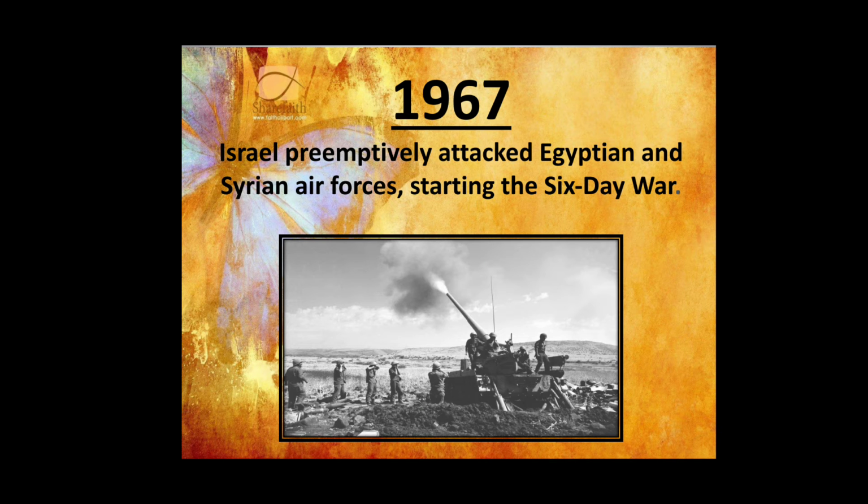In June 1967, following a series of maneuvers by Egyptian President Gamal Abdel Nasser, Israel preemptively attacked Egyptian and Syrian air forces, starting the Six-Day War. After the war, Israel gained territorial control over the Sinai Peninsula and the Gaza Strip from Egypt, the West Bank and East Jerusalem from Jordan, and the Golan Heights from Syria.